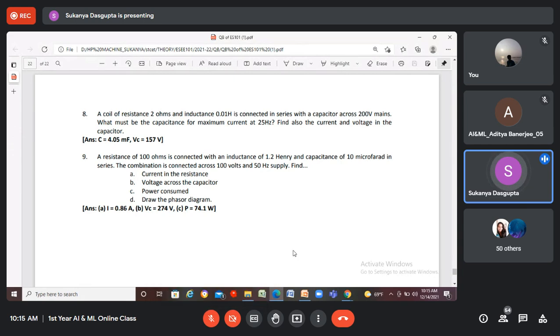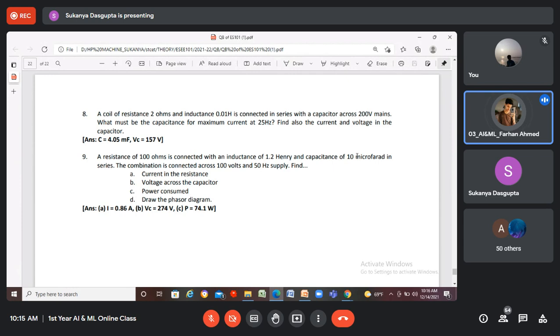so today in the class, we have solved a few problems, numericals from AC circuit, and these two are almost similar to those problems. Now, one thing I would like to know from your side, in the first problem, marked as problem number 8 here, follow this statement. What must be the capacitance for maximum current? Can anyone tell me what is the significance of this line? Is there any significance, any importance of this line?